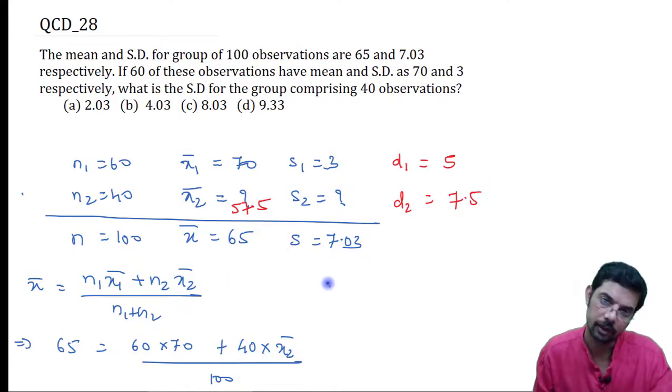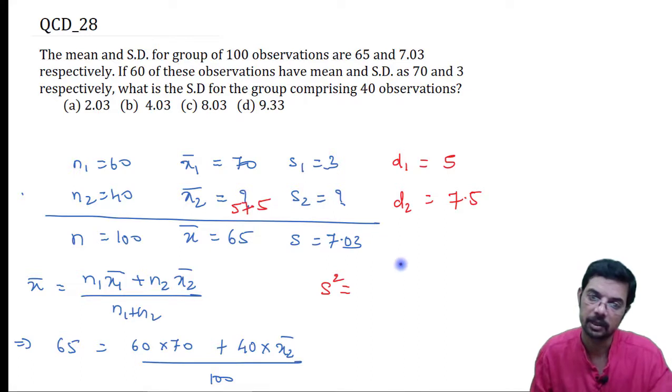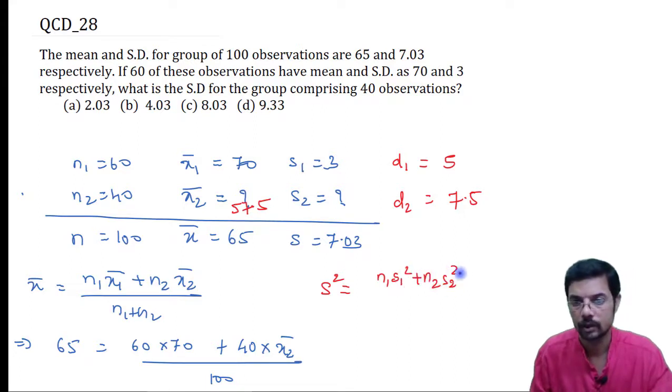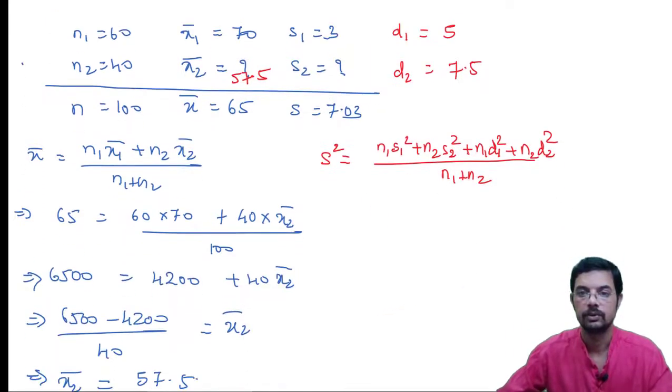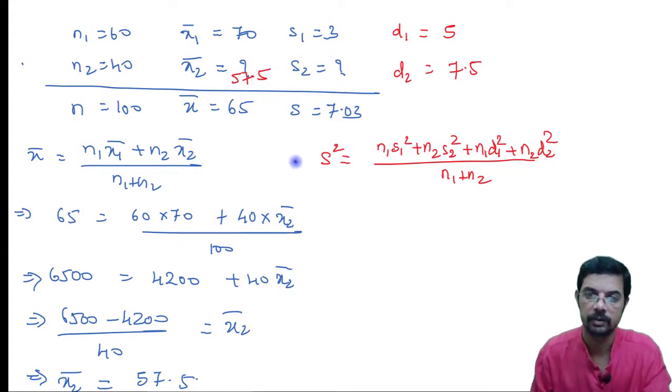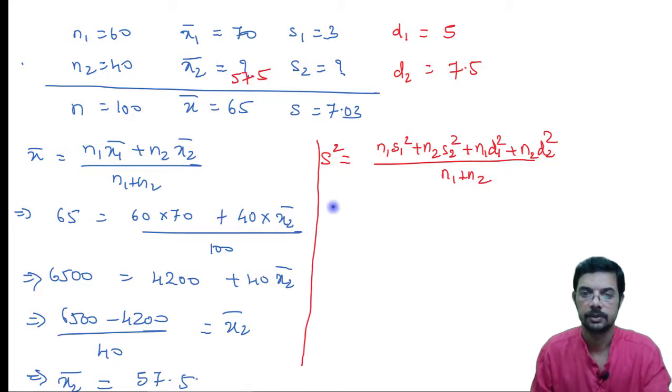Okay, so S squared will be equal to n1 s1 square plus n2 s2 square plus n1 into d1 square plus n2 into d2 square, divided by n1 plus n2. So we shall substitute the values.